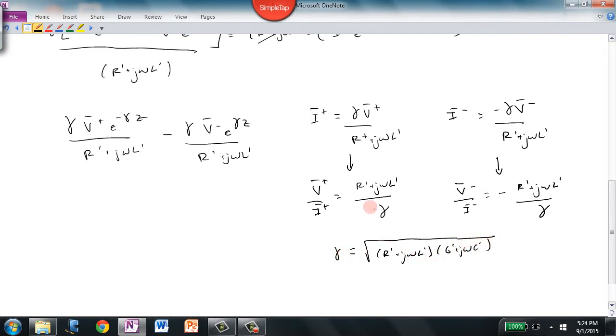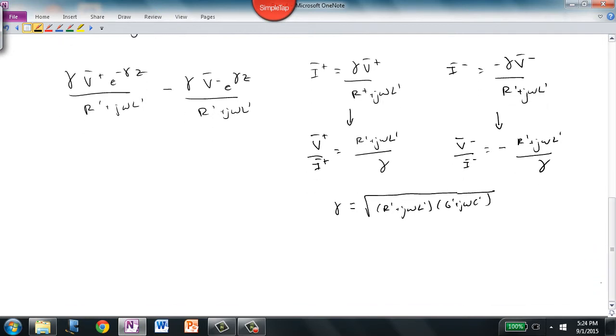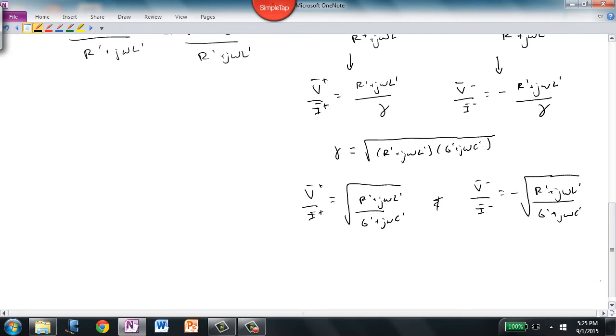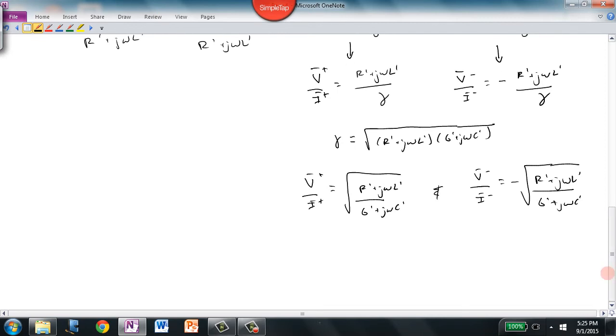So I can plug this in for gamma in here, and what that will result in is v bar plus over I bar plus is going to be equal to the square root of r prime plus j omega l prime over g prime plus j omega c prime, and v bar minus over I bar minus is going to be equal to the opposite of that. And we define this quantity underneath the radical as the characteristic impedance of the transmission line.